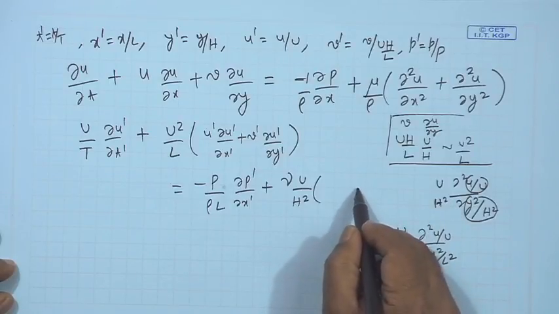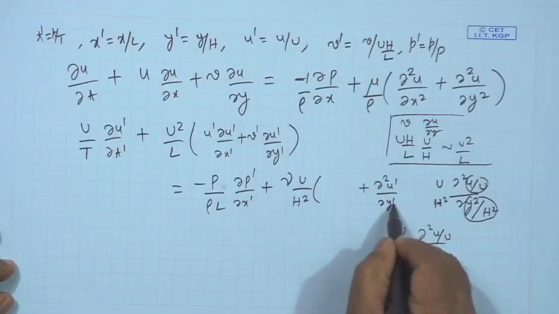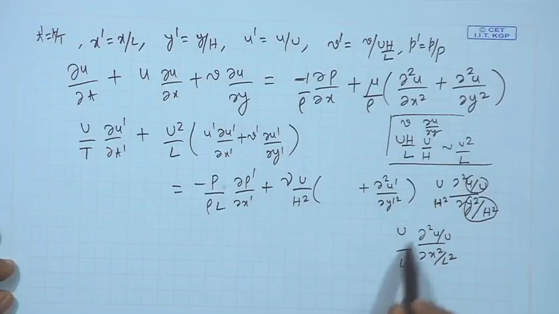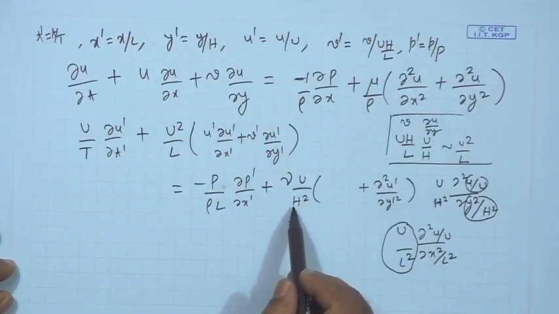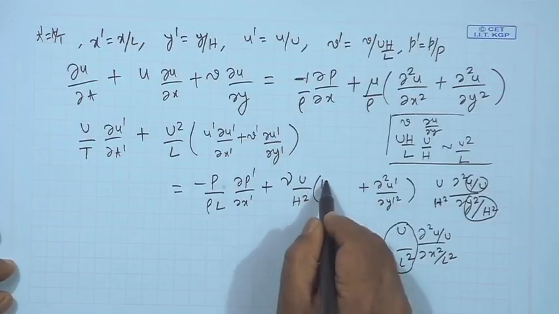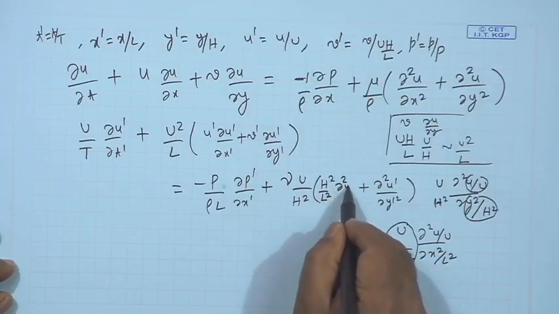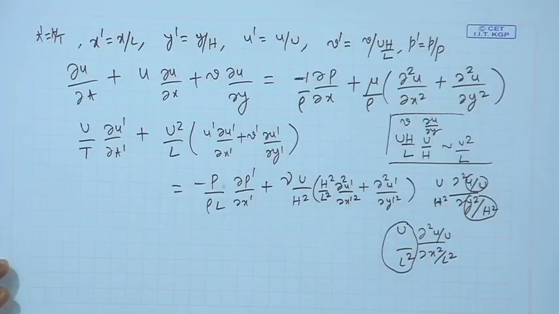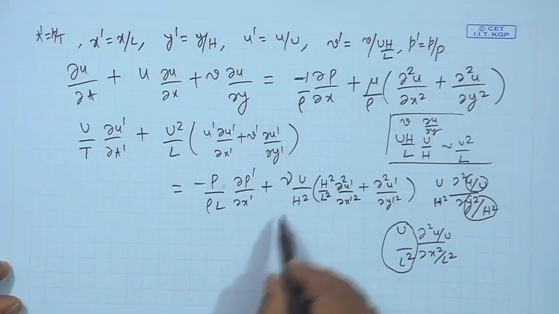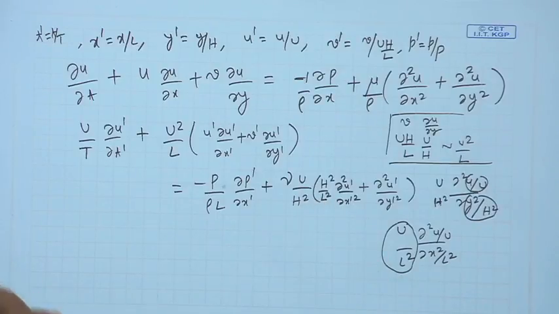So, therefore, we get here u prime by y square, but for x we see we have u by L square coming out, but we would like to take h square common. So, therefore, we get this. Okay. So, the aspect ratio exclusively as a non-dimensional parameter is appearing in this.